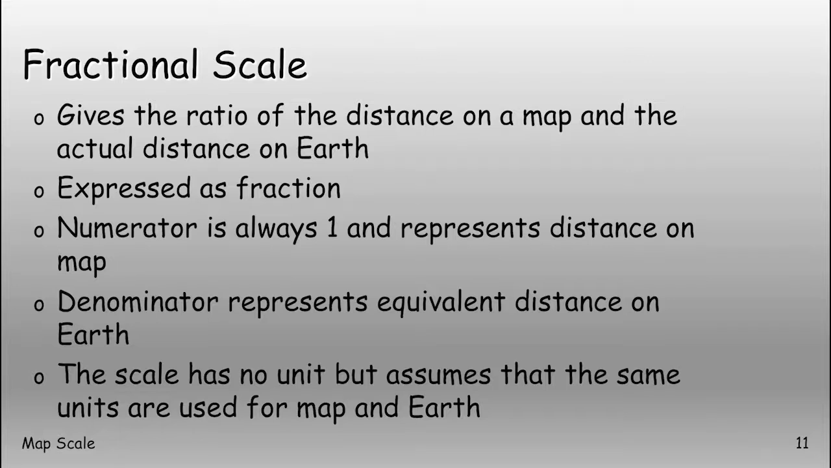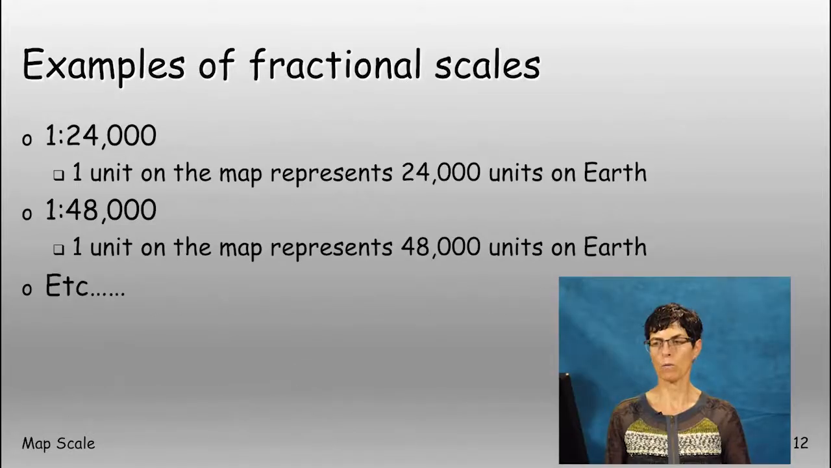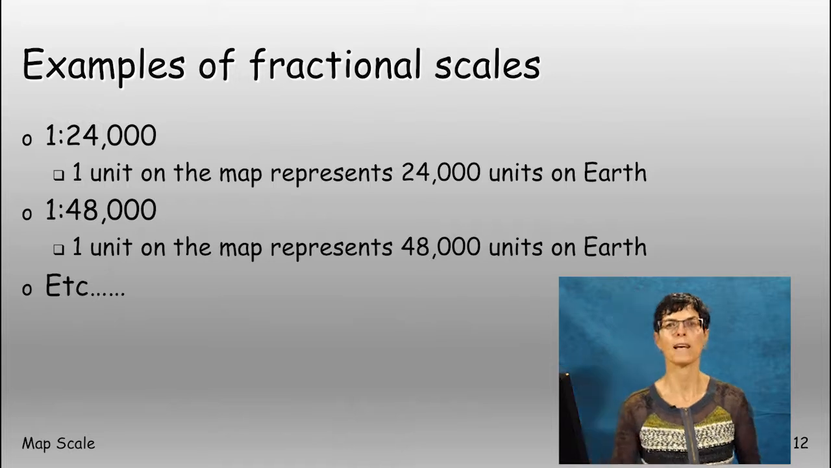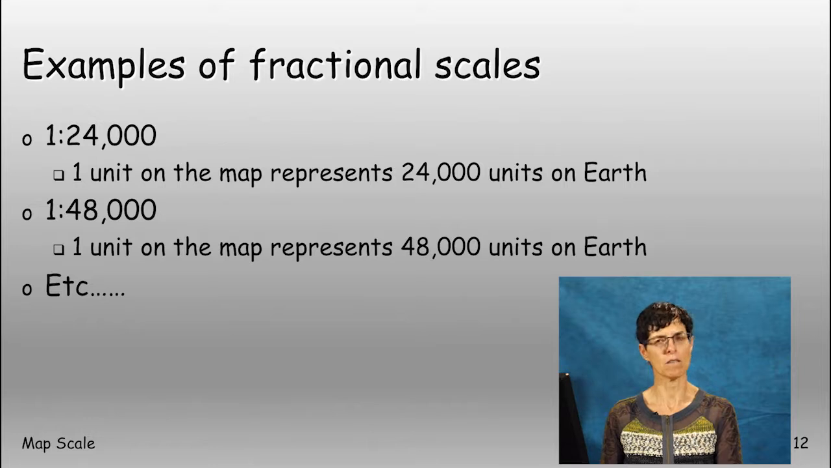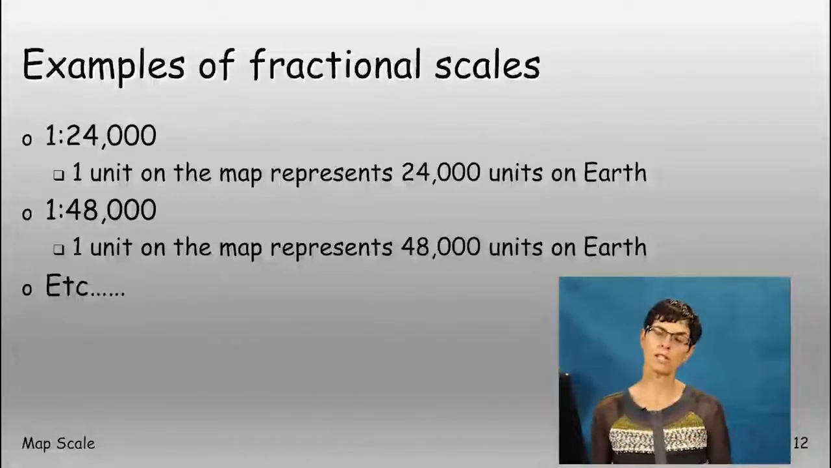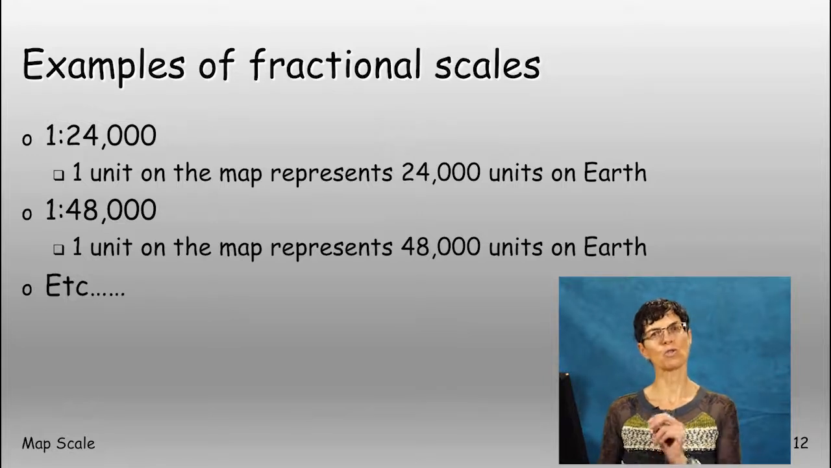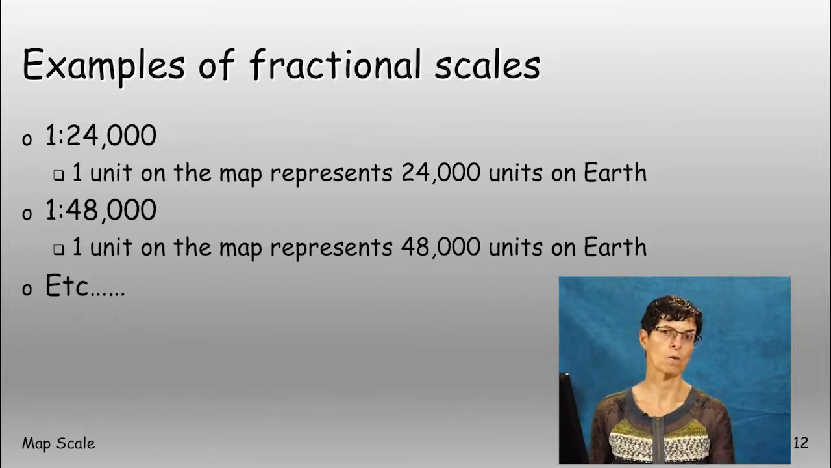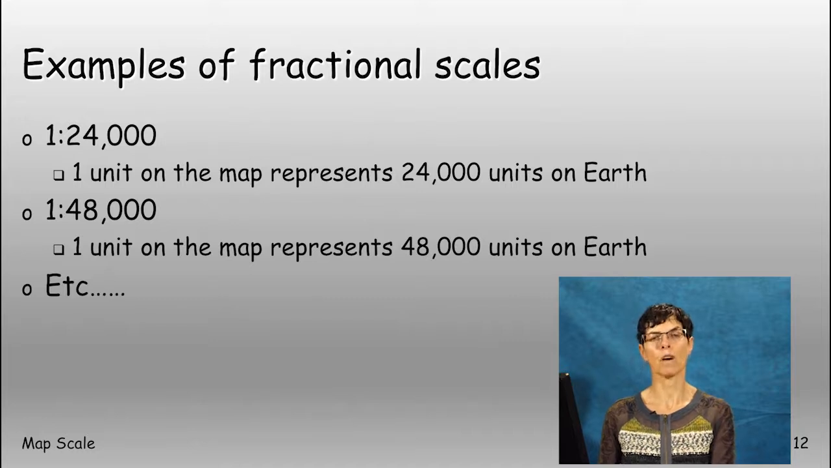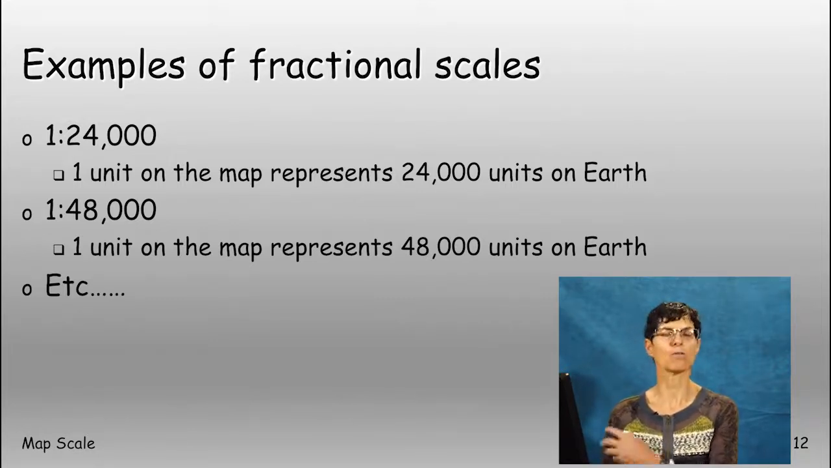So, for example, if I have a fractional scale of 1 to 24,000, that's how we read that fractional scale: the colon is read as "to," and then 24,000. So a scale of 1 to 24,000 means that any 1 unit on the map is equivalent to 24,000 of the same units on the Earth. So I could say 1 inch on the map is equivalent to 24,000 inches on the Earth. I could say 1 centimeter on the map is equivalent to 24,000 centimeters on the Earth, and so on.